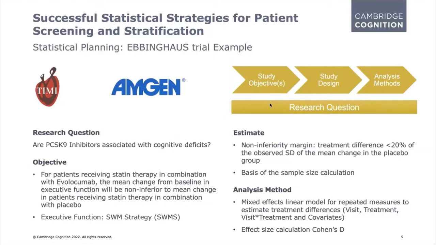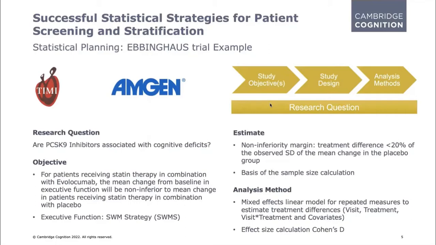And in the lead up to this study, there was increasing evidence that these kind of inhibitors may actually negatively impact cognition. And so this trial was really answering that question of, was there an association with these particular inhibitors and this novel therapy with cognitive deficits?